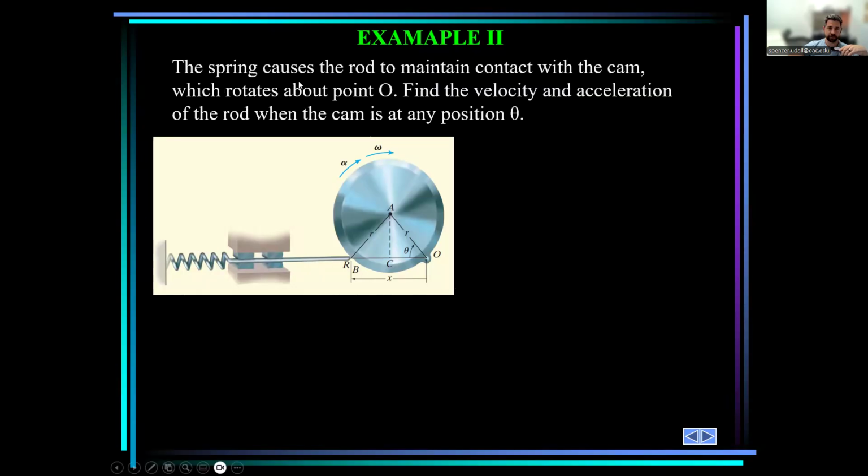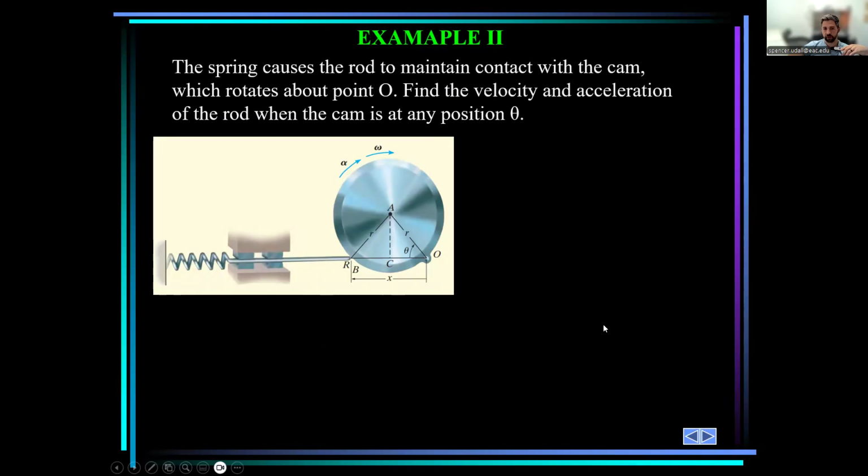Okie doke. We've got example 2, apparently. Example 2 here, not exactly spelled right. The linear motion in this case is this rod going in and out, right? That's what they want us to find: the velocity and acceleration of the rod when the cam is at any position theta.